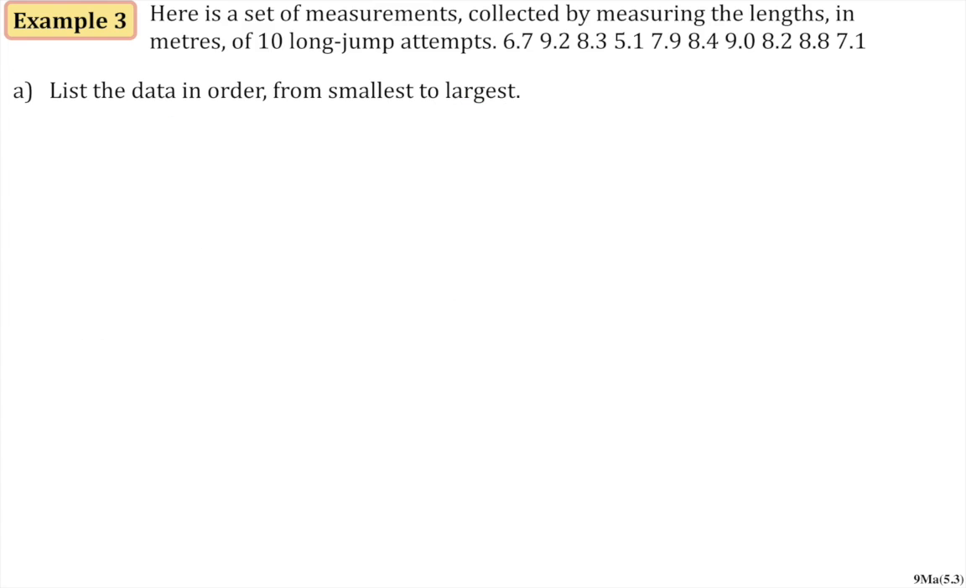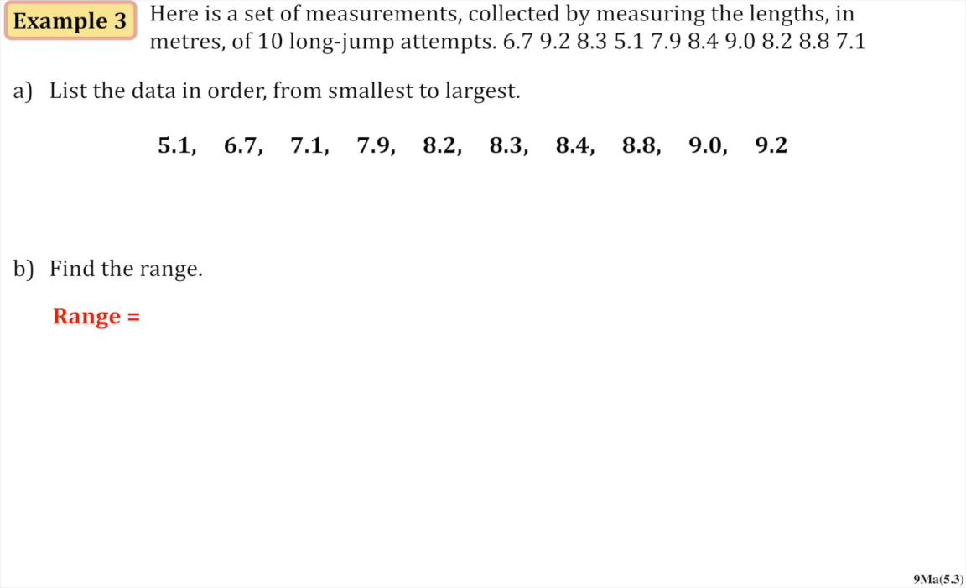Let's continue. Here we've got a whole lot of measurements about somebody who's been doing the long jump, and these are the different attempts. Probably would have been a little easier with some commas between them, but they're there. So we've first of all got to list the data from the smallest to the largest. So there are the numbers listed from smallest to largest, and you need to go through that process, and you can quickly copy it down if you like, or you can figure it out for yourself. But now let's focus on part B.